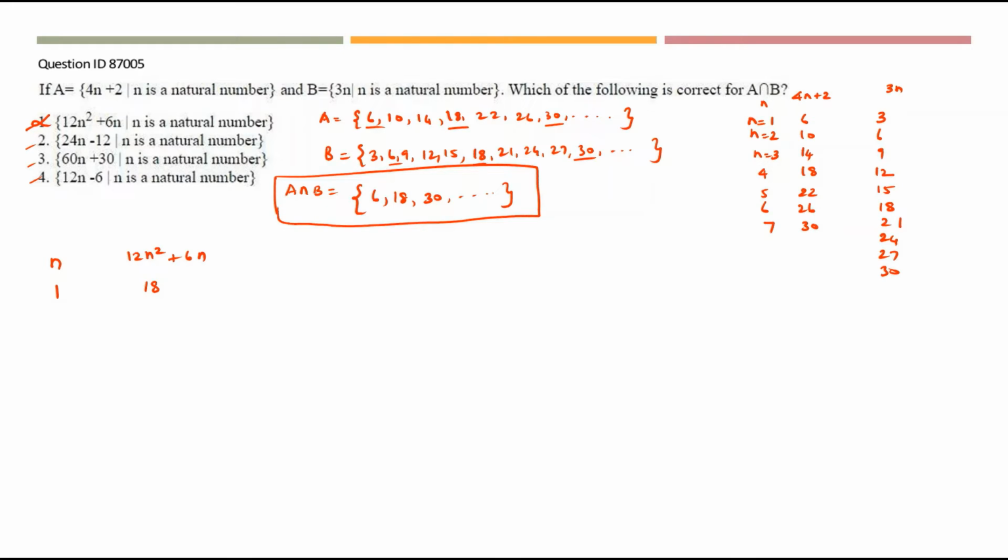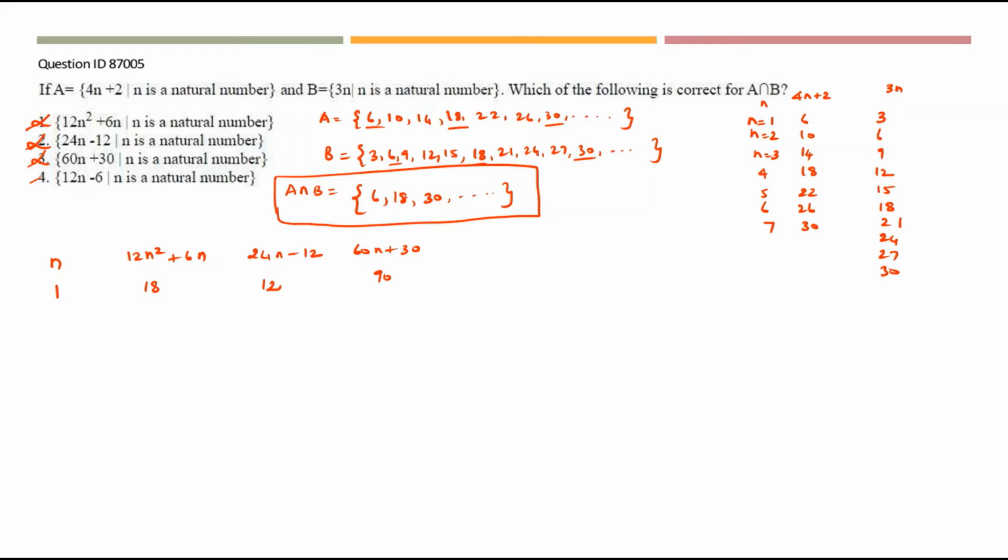Then we have 24n minus 12. So 24 into 1 is 24, minus 12 is again 12. A intersection B doesn't have 12. So this is also out of the race. Then we will go with 60n plus 30. The first number itself is 90, but the previous numbers 6, 18, 30 which are less than 90 are not found. So this will also not be there.